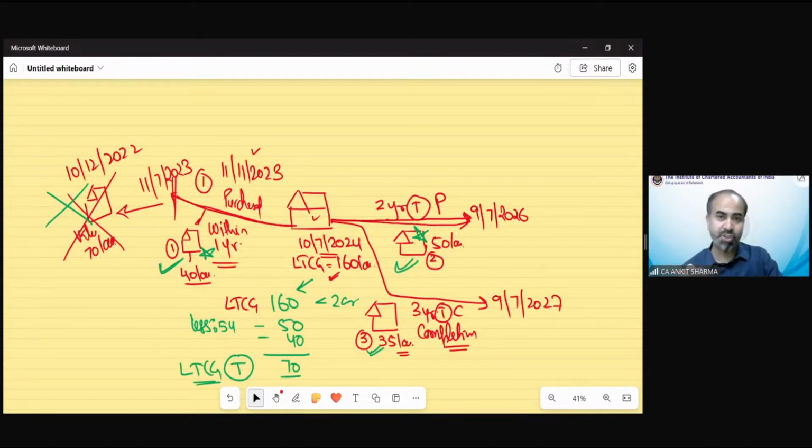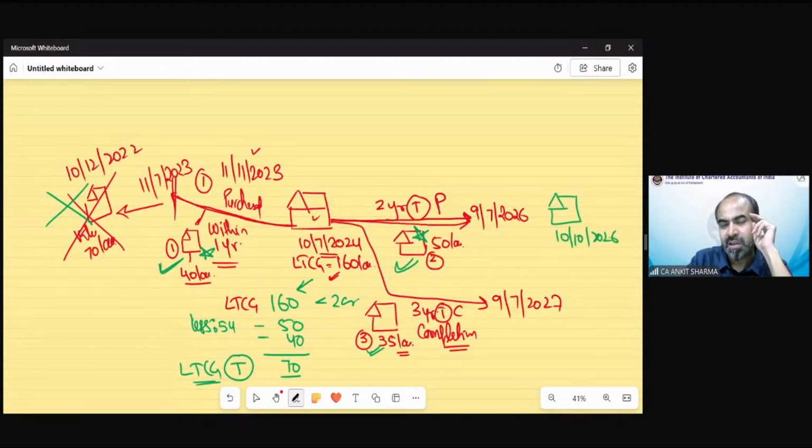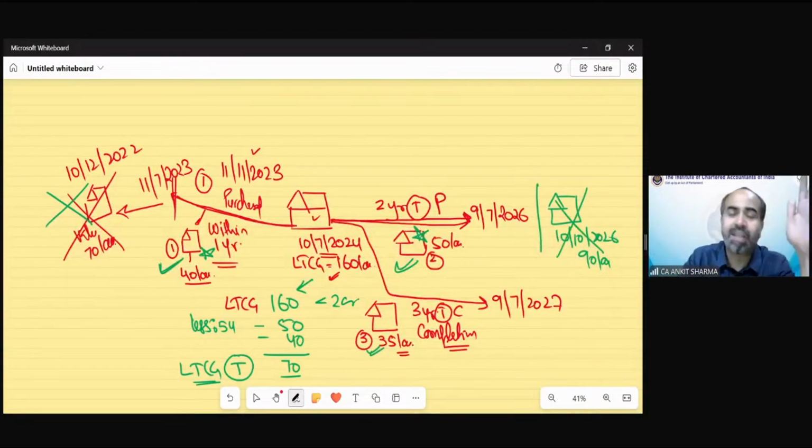So if in the question it has been given that new house has been purchased within 1 year, you can claim the exemption. Within 2 years, you can claim the exemption. Within 3 years, constructed, you can claim the exemption. If house has been purchased after 2 years, suppose one house also purchased after 2 years, on 10th October 2026, value is suppose 90 lakh. So after 2 year purchase, not eligible for the purpose of exemption. After 2 year only, construction benefit is there. Purchase benefit would not be there.